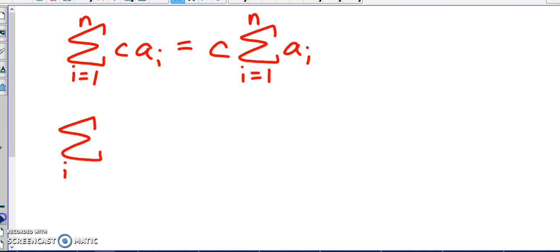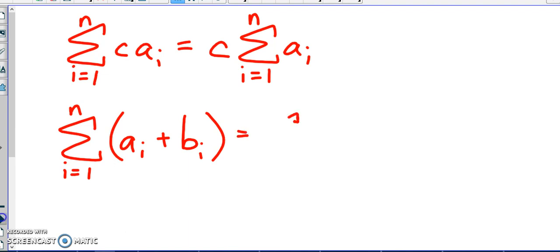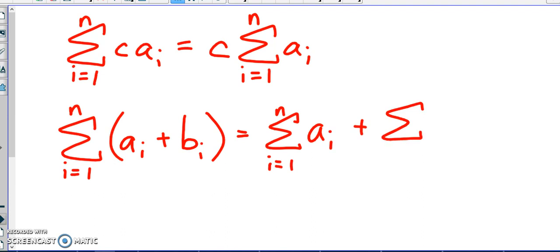Also, if I've got the sum from i equals 1 to n of a_i plus b_i, well, if I'm adding all this stuff together anyway, I might as well add up all the a_i's and then add to it all the b_i's. And it works the same with minus. It does not work with division for sure, and it does not work with multiplication because of how foiling works. That can get pretty nasty.